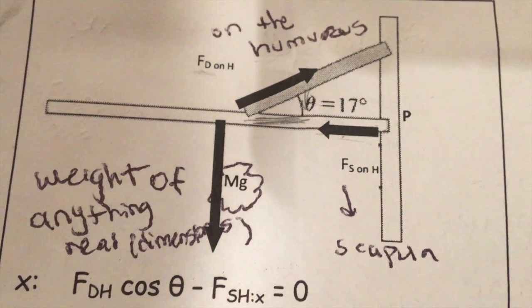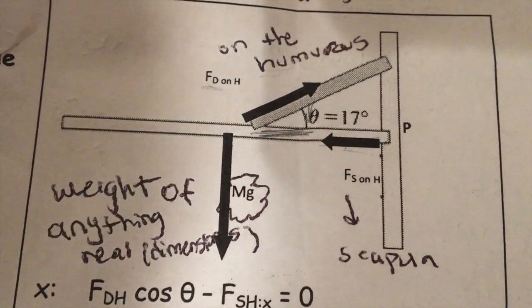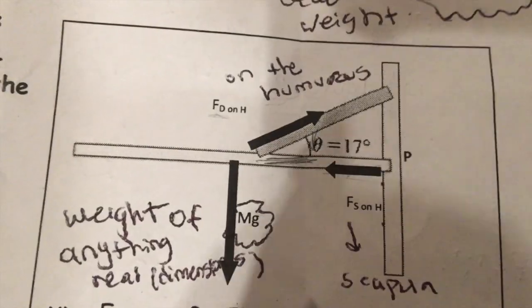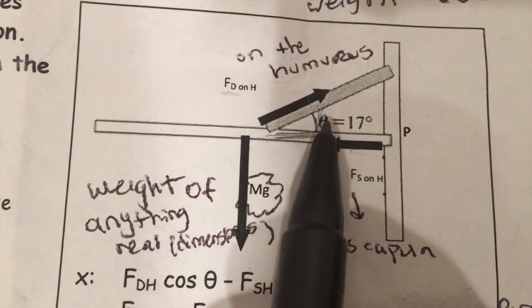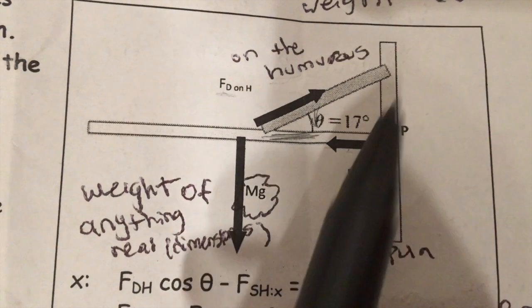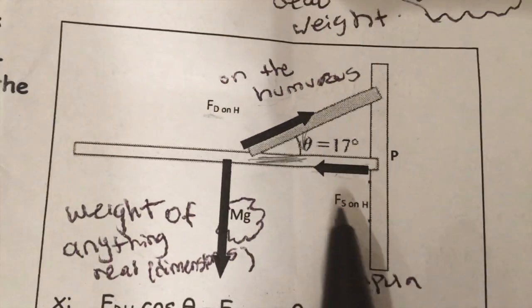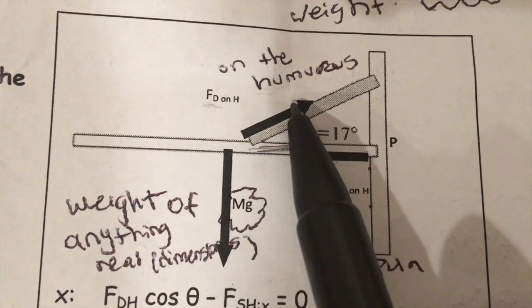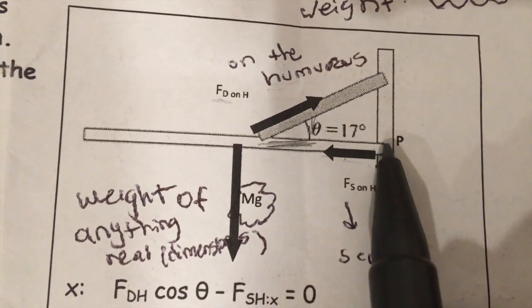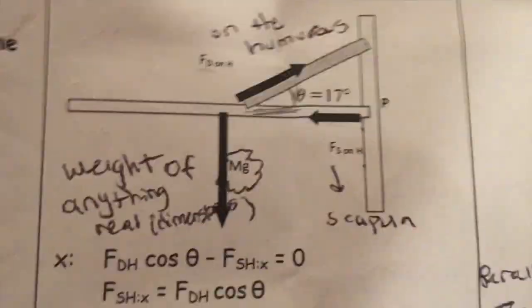As we were saying before, we are now going to show you how to solve this problem. So, as we can see here, we've got the gravitational force. We have theta, which is 17, as we said before. We have the scapula right here. This is the force of the scapula on the humerus. This is the force of the deltoid on the humerus. And we're also going to have torque around point P. So now, I'm going to show you how to solve this problem.